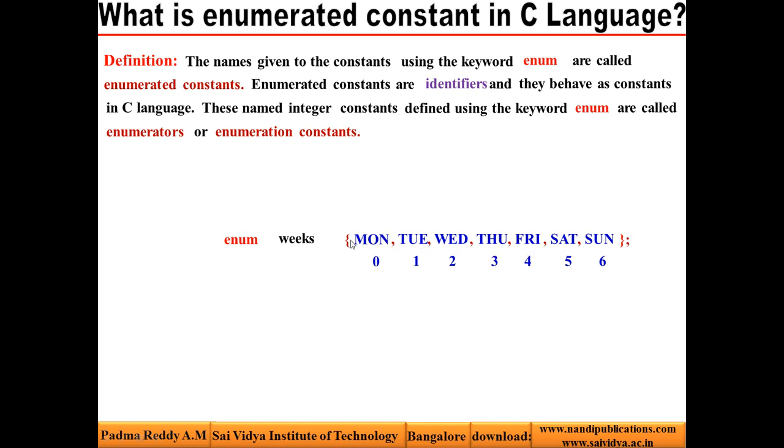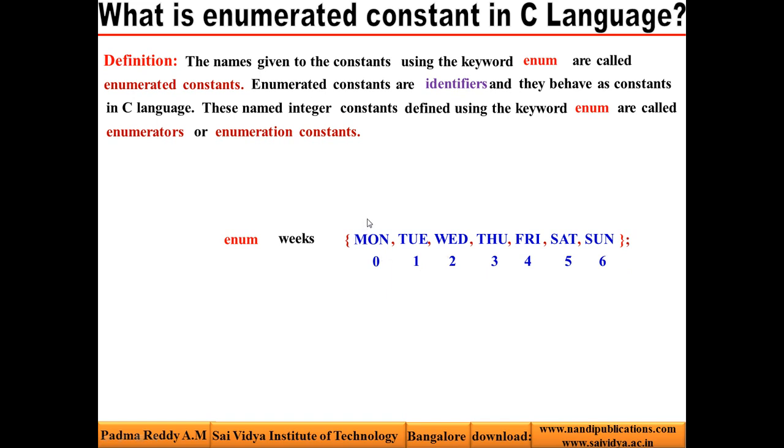Now what is the first identifier we have here? MON, its value is 0. Next identifier is Tuesday, its value is 1. Next identifier is Wednesday, its value is 2, and so on. So the default value of the first identifier is 0 and the subsequent integers will be incremented by 1.